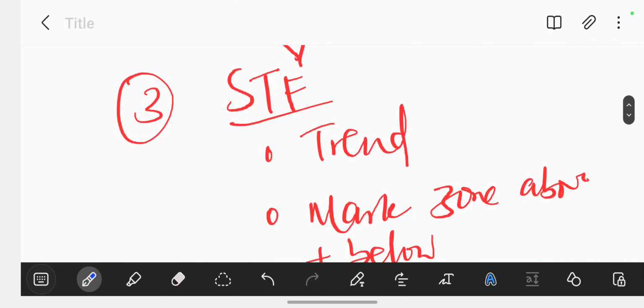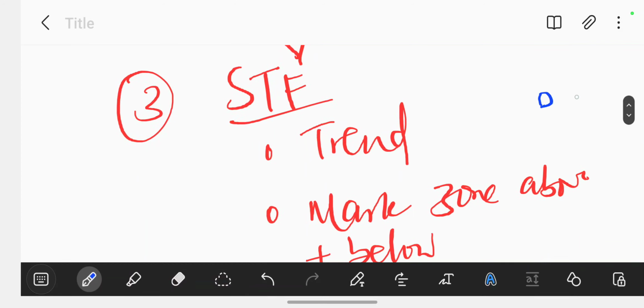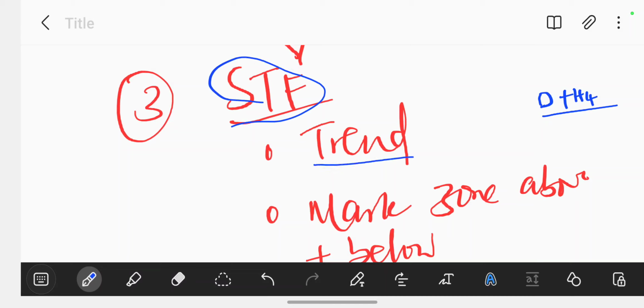Then you move down to H4. Remember, you said you're trading, don't lose focus. You're trading daily and H4. This is the example. Then you go down to your small time frame. This is the STF, small time frame. Then on the smaller time frame, you still need to check the trend. You see, are we moving up or are we moving down?